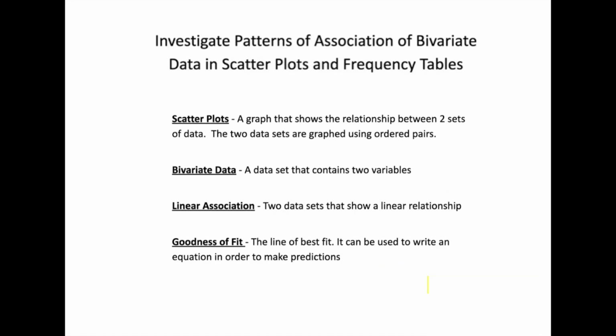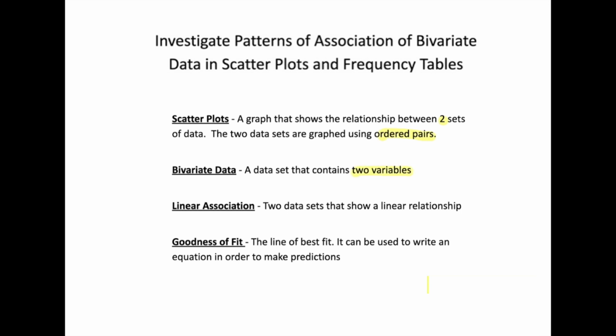In this video, we're going to investigate patterns of association of bivariate data in scatter plots and frequency tables. First, let's talk about what a scatter plot is. A scatter plot is a graph that shows the relationship between two sets of data. The two sets of data are graphed using ordered pairs. We also need to know what bivariate data means. Bivariate data has 2 variables.